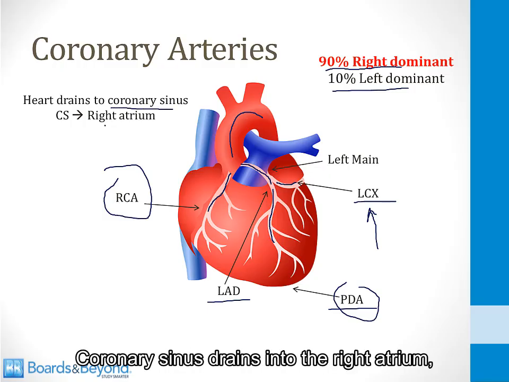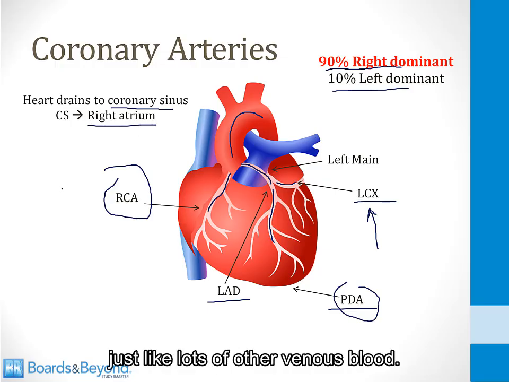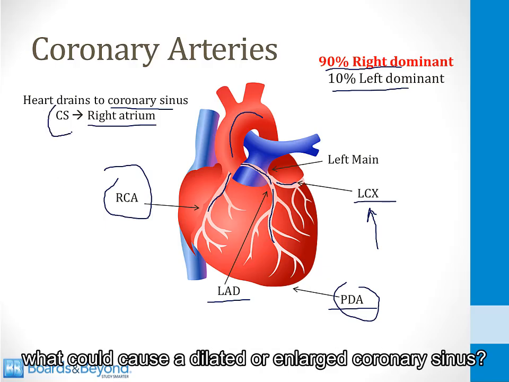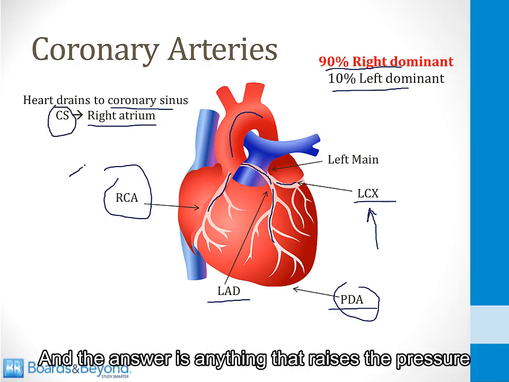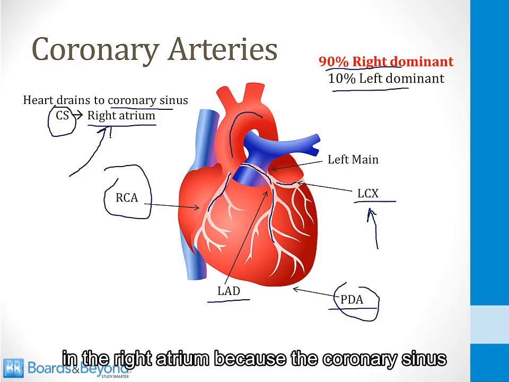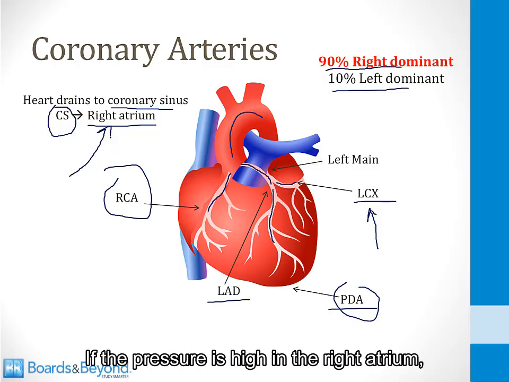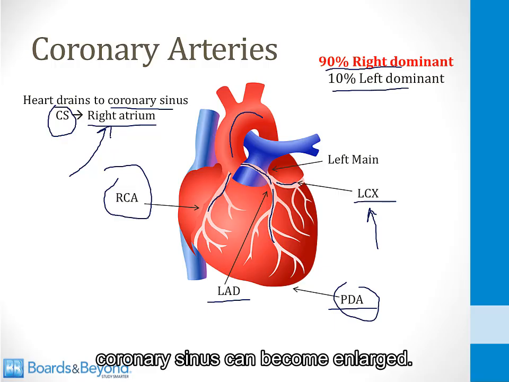The coronary sinus drains into the right atrium, just like lots of other venous blood, and you're sometimes asked on board exams what could cause a dilated or enlarged coronary sinus, and the answer is anything that raises the pressure in the right atrium, because the coronary sinus drains blood into the right atrium. If the pressure is high in the right atrium, the coronary sinus can become enlarged.